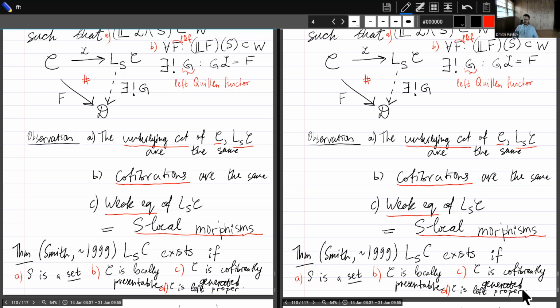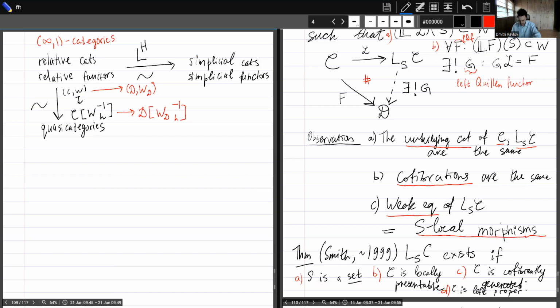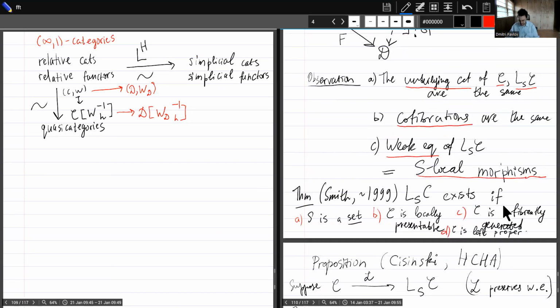And finally, C is required to be left proper. Left proper means, maybe I should have said this somewhere, I ran out of space, but left proper means if you have a push-out square in a model category, and one of the maps is a cofibration and the other map is a weak equivalence, then you can conclude that the map opposite of the weak equivalence is also going to be a weak equivalence. So that's what left proper means.